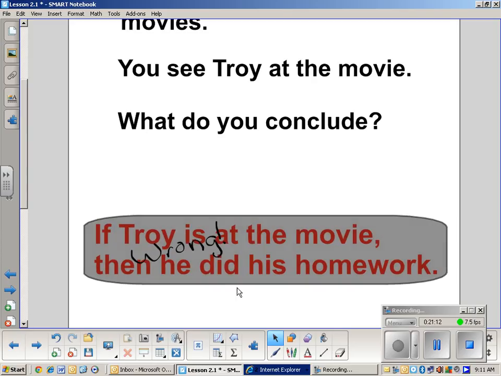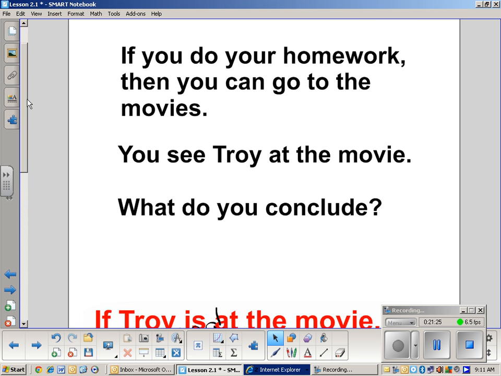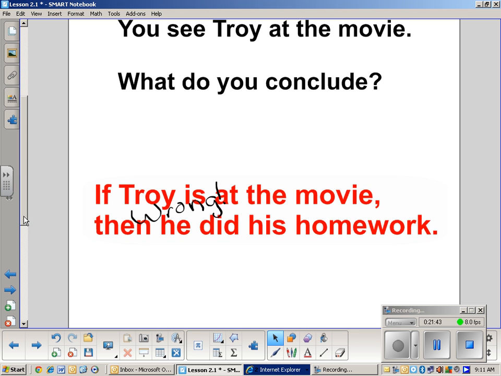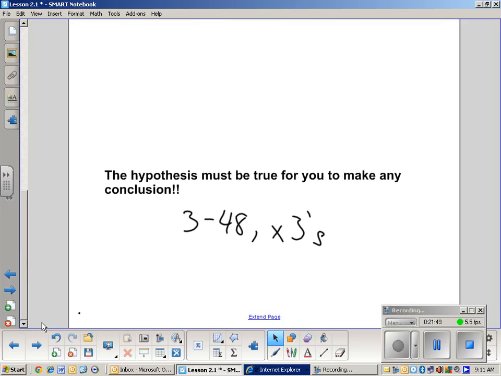And so if Troy is at the movie, then he did his homework. That's the converse, and that is a wrong statement. Okay? We cannot conclude the converse is true just because the original statement was true. Troy may have snuck out of the house. Mom may have never intended on him making sure his homework was done. She simply said, as an incentive, if you get it done, then you can go. So lots of examples as to why he might have been at the movies and still not had his homework done. Okay?